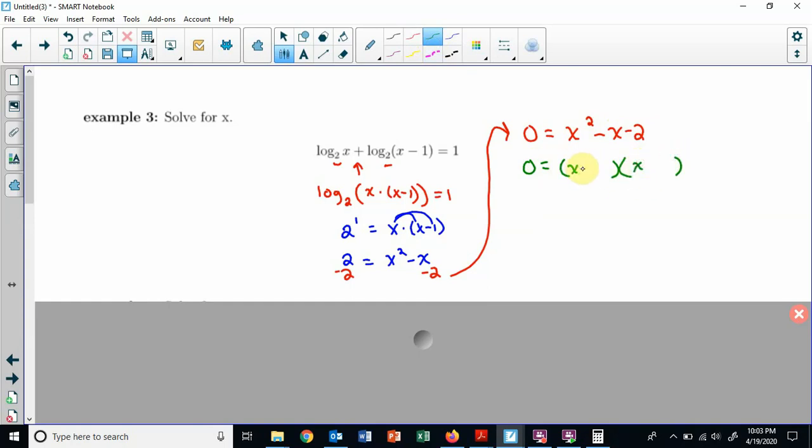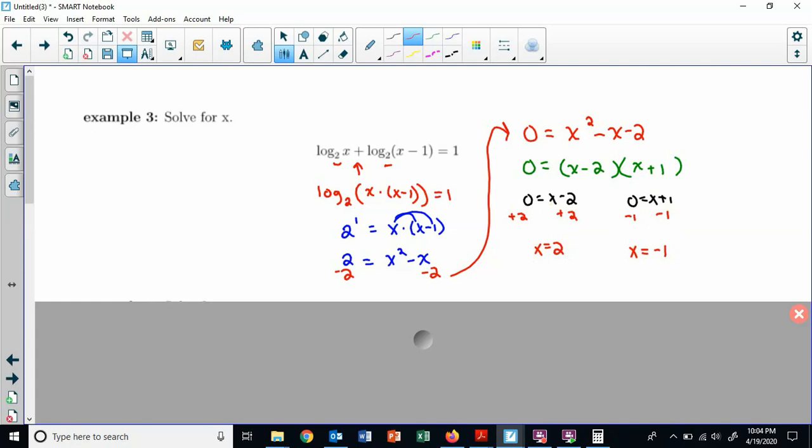X and x minus 2 and plus 1. Let's see. Negative 2 and positive 1 multiply to negative 2. Negative 2 and positive 1 add to negative 1. So yeah, that's it. We factored it. You could have used the quadratic formula. You'd get the same 2 answers. So now I just need to set each of these factors equal to 0 and solve. So let's see. Add the 2 over. So x equals 2. Subtract 1 over. X equals negative 1. So I got two solutions.